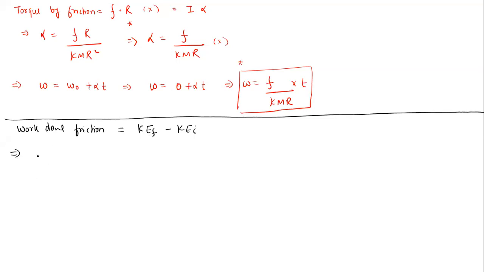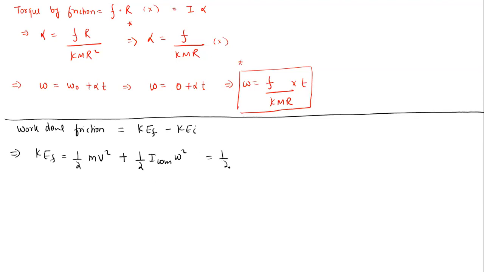What is the final kinetic energy of the body? When the body starts pure rolling, it has linear velocity, so that is half m v square plus half I about the center of mass into omega square. Am I correct? That is the final kinetic energy of the body when it starts pure rolling: half m v square plus half I about the center of mass into omega square.